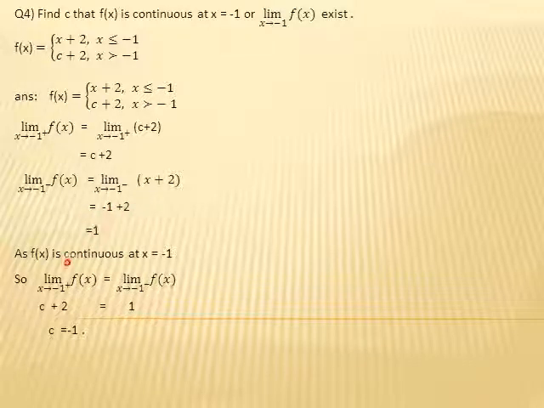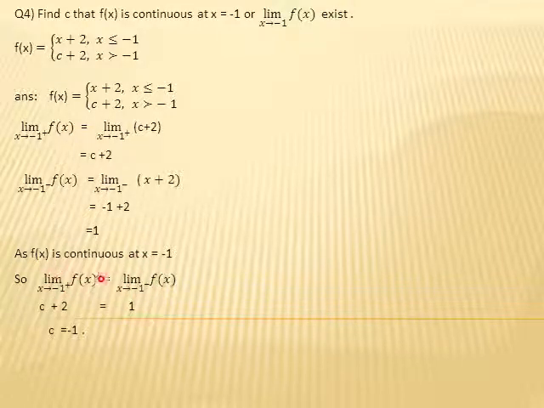Now we are considering whether f of x is continuous or not at x equal to minus 1. So students, the limit as x tends to minus 1 plus means the right hand limit, and the limit as x tends to minus 1 minus means the left hand limit.